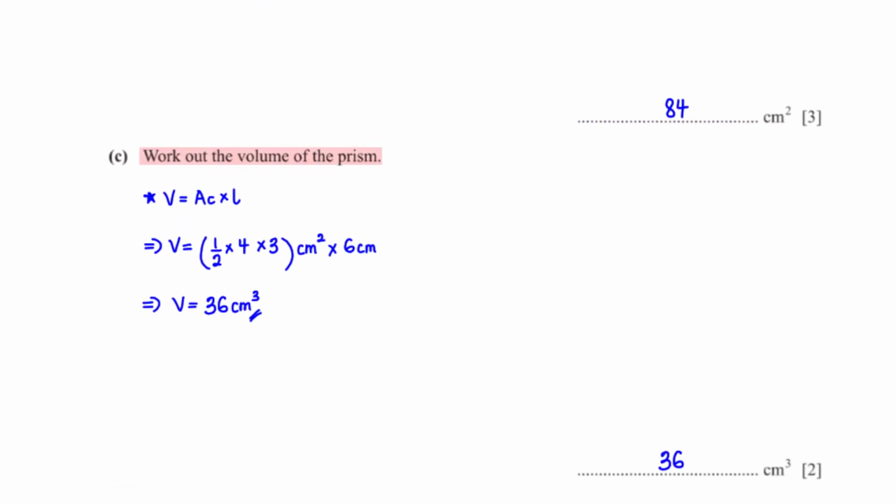Work out the volume of the prism. Here is the formula for the volume of a prism. In this case, the cross-sectional area of the prism is in the shape of a triangle. We can find the area of the triangle using half base times height, where the base is 4 cm and the height is 3 cm. We've been given the length of the prism to be 6 cm. When we type this into the calculator, we get 36 cm cubed.